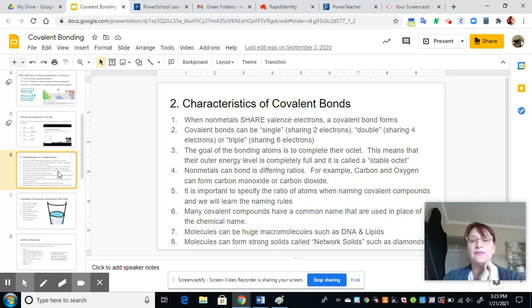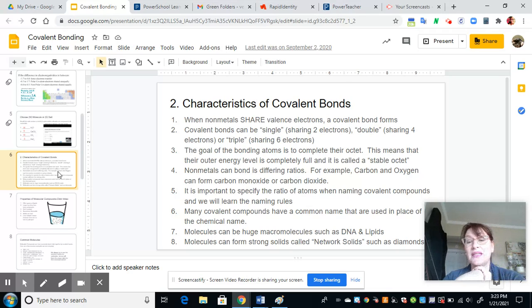So there's lots of really common ones that come up, and it's great to know the names for those. Okay, also I want you to know that molecules can be huge. There's a whole branch of chemistry just devoted to studying these huge, huge molecules. Most of them will contain carbon. It's called organic chemistry. You have actually studied some of those huge molecules when you took biology, because you study DNA, you study lipids. Those are some of the organic molecules, and they call them macromolecules because they're so big.